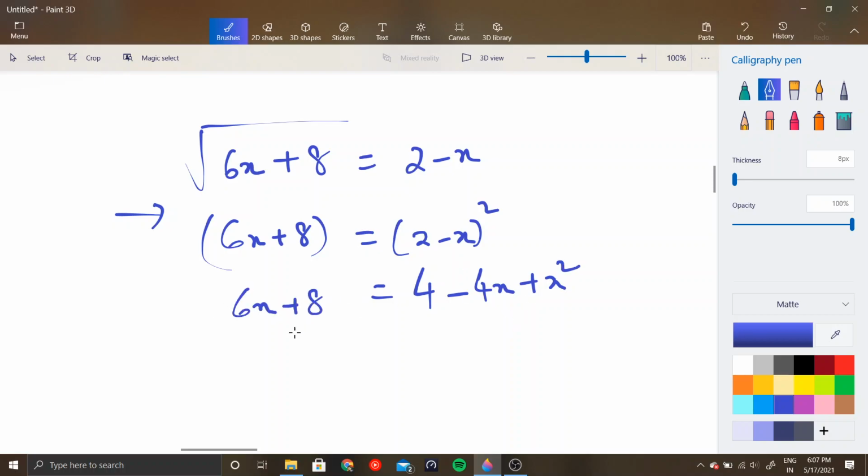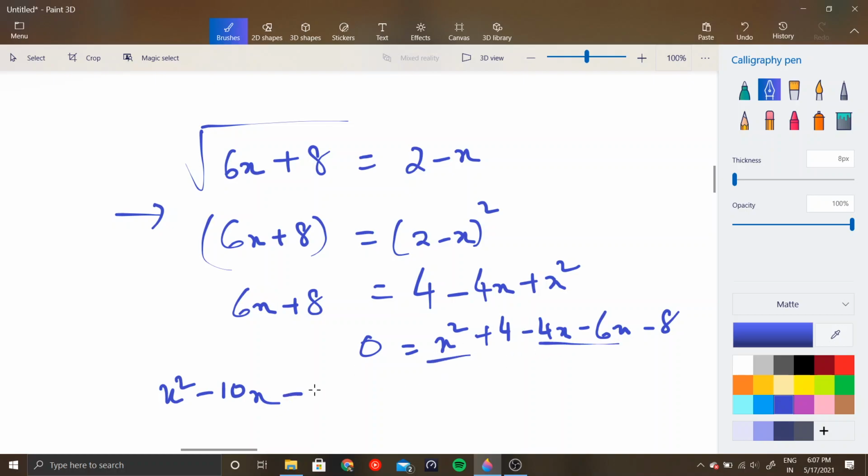Okay, so bring everything to one side. You will get x squared plus 4 minus 4x minus 6x minus 8, right? So it results to x square minus 10x minus 4 equal to 0, right?